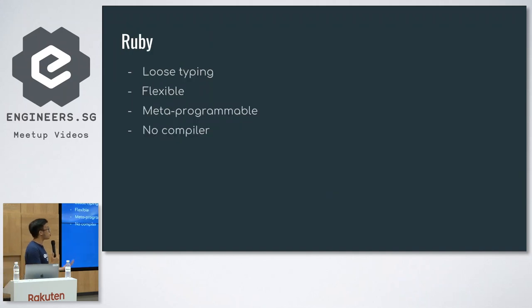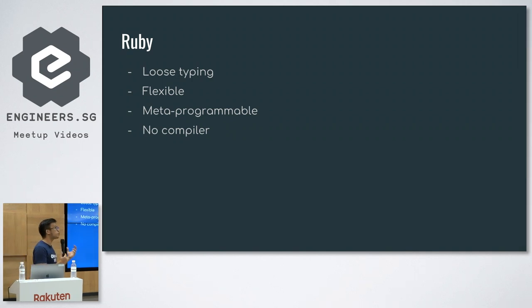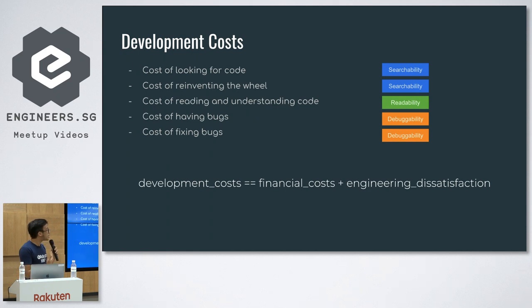So let's add Ruby into this picture again. Ruby has all sorts of goodness: loose typing, flexibility, metaprogramming, no compiler, awesome. You can generate code on the go. But without a proper way of doing it, these three things adding together, a team working on a large code base written in Ruby, will potentially turn your code base into a mess that we usually call legacy code. All of that adding together will introduce development costs.